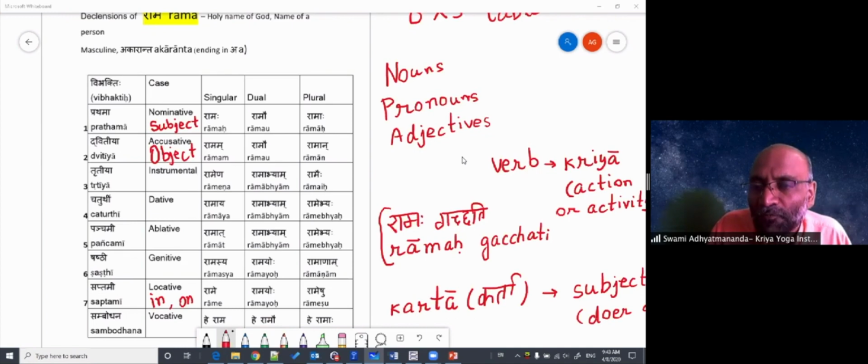How do you determine which object to pick? You will pick based upon the number. If you are talking of, out of these three, which one to pick? How many objects are there?